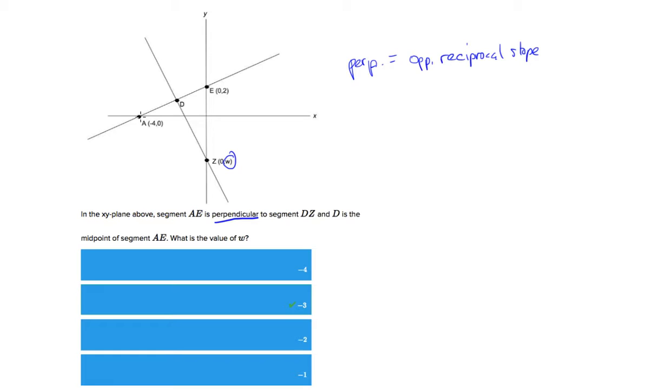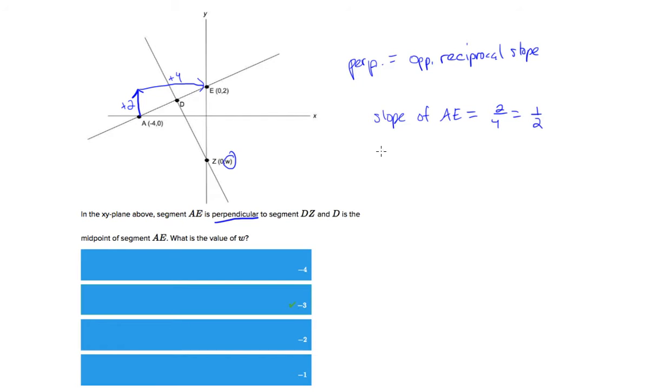So find the slope of line AE. The rise, going from 0 to 2, is plus 2. The run, from -4 to 0, is positive 4. So our slope of segment AE, or line AE, is 2 over 4, or 1/2.